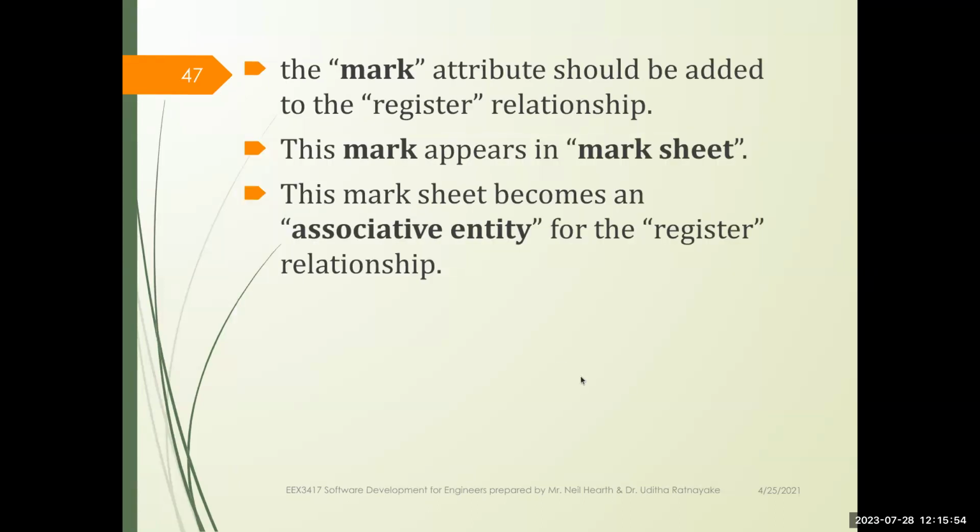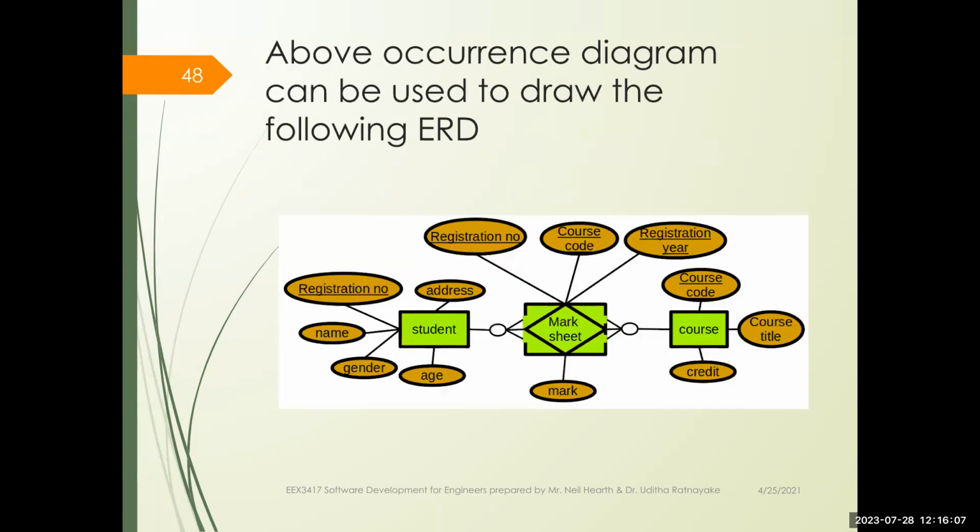Marks attribute should be added to the register relationship. This mark appears in the mark sheet. So this mark sheet becomes an associate entity for the registration. Now this mark should be entered in the mark sheet. So this mark sheet is called an associate entity. We change the relationship to the associate entity.